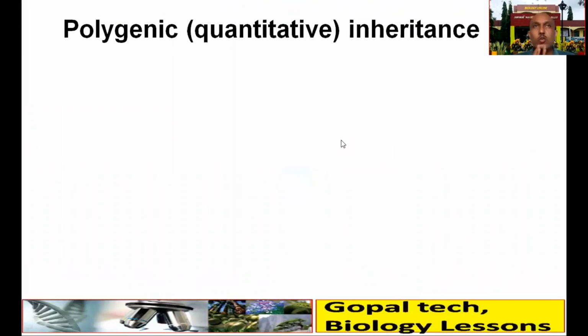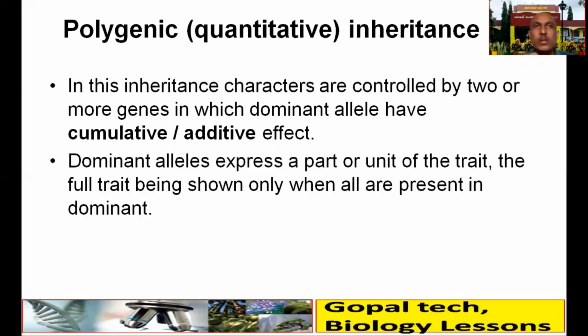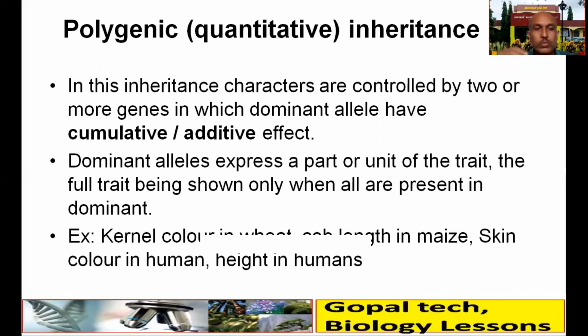So polygenic: quantitative inheritance. In this inheritance, the characters are controlled by 2 or more genes in which the dominant allele has a cumulative or additive effect. As genes combine, the effect differs. Each dominant allele expresses a part or unit of the trait, and the full trait is shown only when all are present in dominant form. Okay, that is cumulative. For example, kernel color in wheat, cob length in maize, skin color in human beings, or height in humans are all examples of polygenic inheritance.